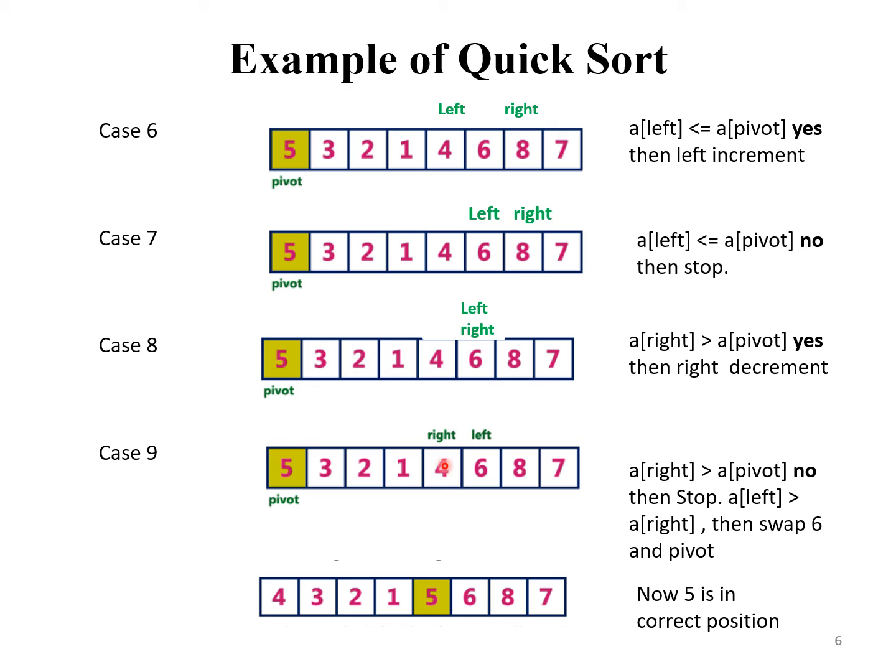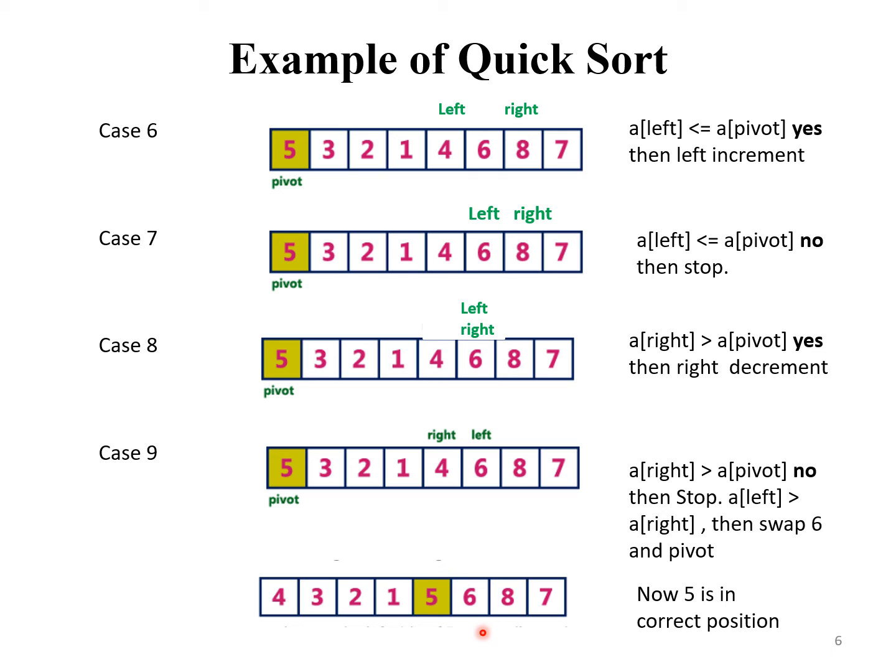So now the right pointer element is 4, so 4 and 5 are swapped. In the next step we find the exact position of 5. Here we see that on the left side all elements are less than our pivot element, and on the right side all elements are greater than our pivot element. That's why this is the correct position for this pivot element.